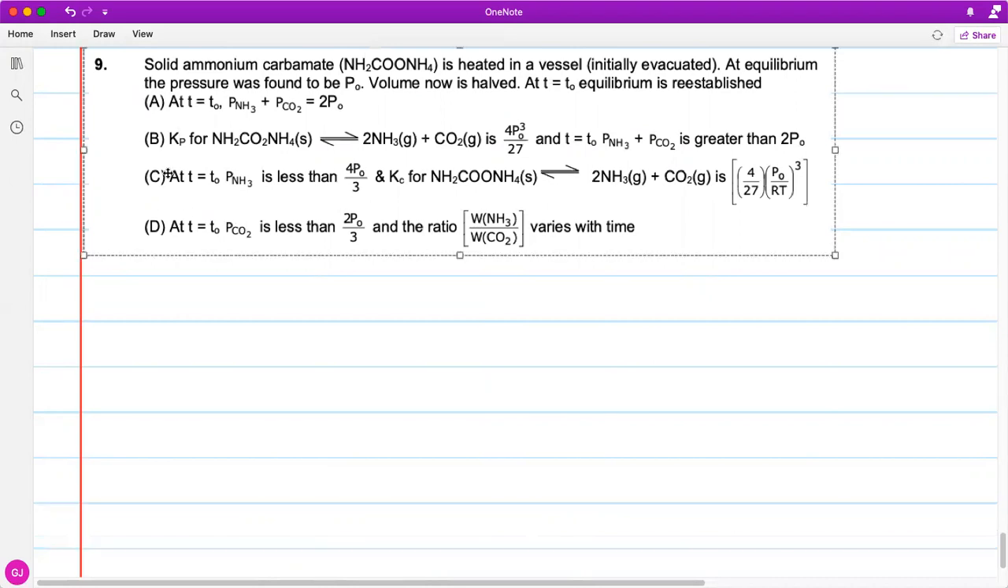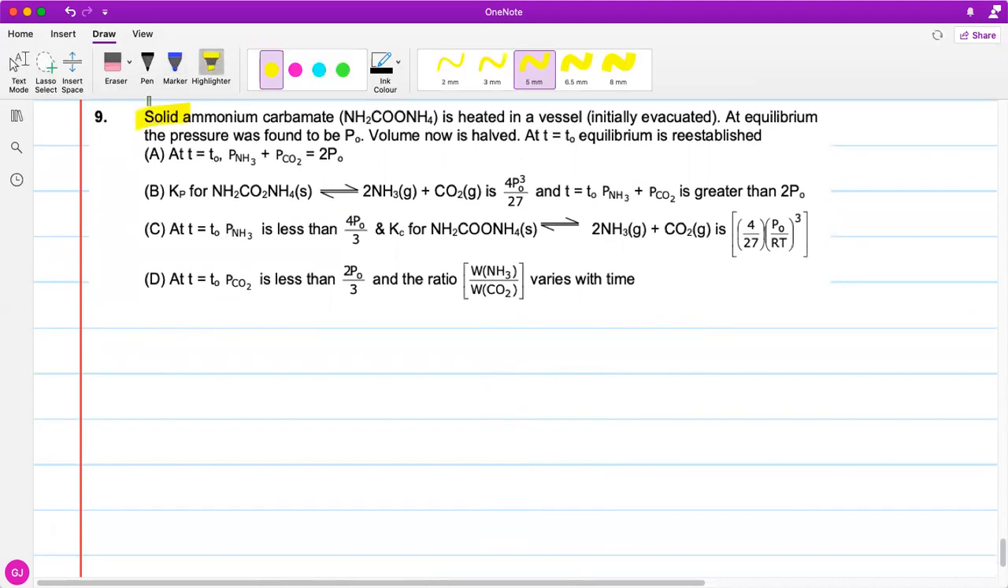Let me solve it as if I was you, trying to understand the question. So, solid ammonium carbamate, right? Make a habit of underlining, or highlighting, or doing some scribbling on the question, so you can avoid careless mistakes. So solid ammonium carbamate is heated in an initially evacuated vessel, right? And at equilibrium, the pressure was P naught.